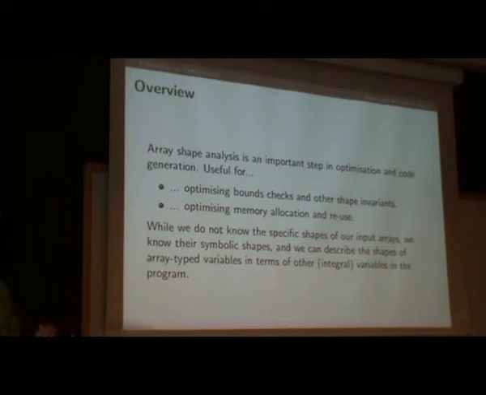Doing this allows us to optimize the way we allocate memory, the way we reuse memory. If you can see the two arrays have the same shape, then they can live in the same spot in memory as long as they're not live at the same time. So shape analysis doesn't get you performance by itself, but it's a necessity for many other kinds of low-level optimizations. It's also very useful for bounds checks optimization.